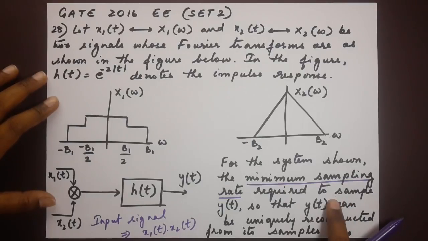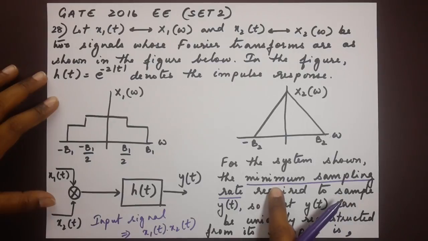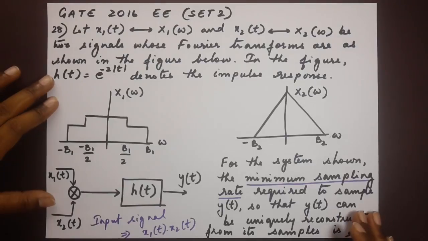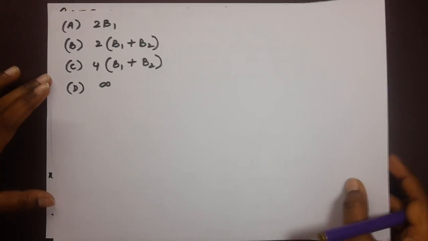Now since the question says that we need a minimum sampling rate, when they talk about minimum sampling rate, it is always good to think about the Nyquist principle. Now we'll come to that. Let's look at the bandwidths first. Now if the input signal is x1 of t into x2 of t, then the bandwidths, in order to get the highest frequency component, are added. Now that is an important point. I'll write that here.